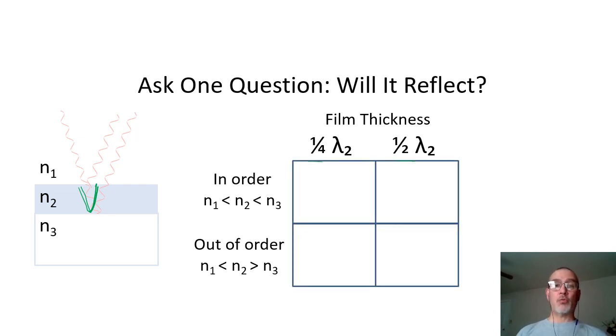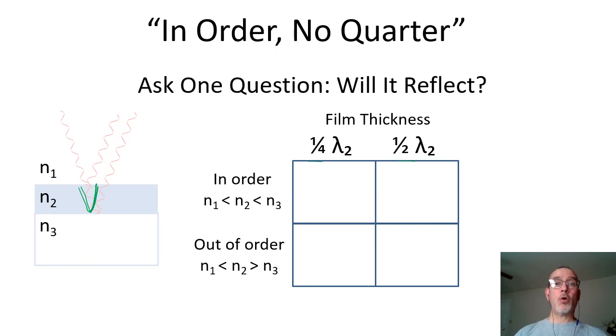Now, if I draw a grid here, the way to remember whether it's going to reflect or not is I'm going to use the phrase "in order, no quarter." You can remember that: in order, no quarter. If the indices of refraction are in order, as in this first case, then if the thickness is 1/4 wavelength, it will not reflect. In order, no quarter. So if the thickness of the film is 1/4 of the wavelength in the substance and the indices of refraction are in order, then I will not get a reflection.